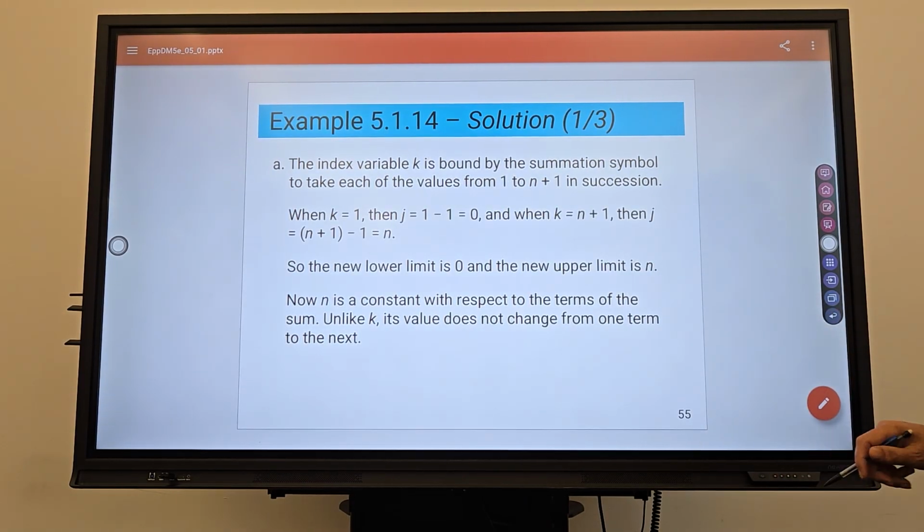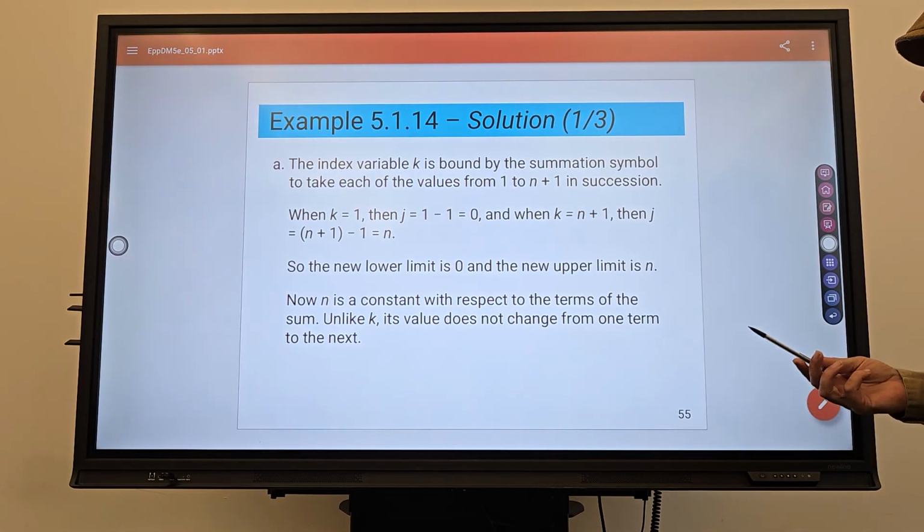The index variable k is bound by the summation symbol to take each of the values from 1 to n plus 1 in succession. When k equals 1, then j equals 0. When k equals n plus 1, then j equals n. So the new lower limit is 0 and the upper limit is n. Now n is a constant with respect to the terms of the sum. Unlike k, its value does not change from one term to the next.